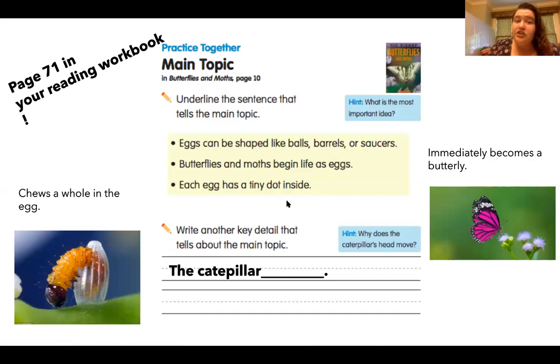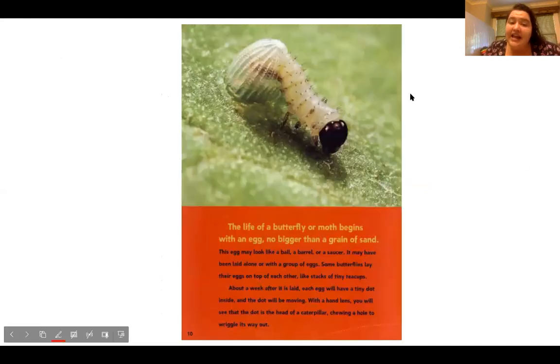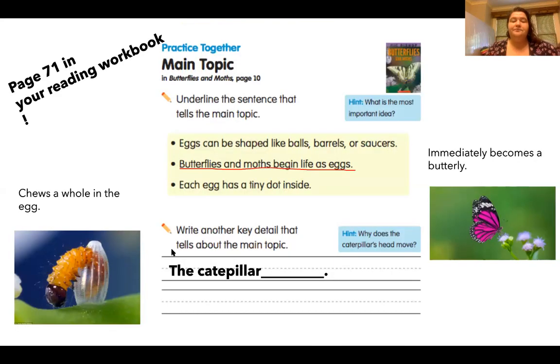Did you say number 2, butterflies and moths begin life as eggs? Because you're right. Good work. So we underline it because the whole page was about the eggs that butterflies and moths start out with. Now we have to write the key detail. Now this hint, the question we're asking ourselves says, why does the caterpillar's head move?